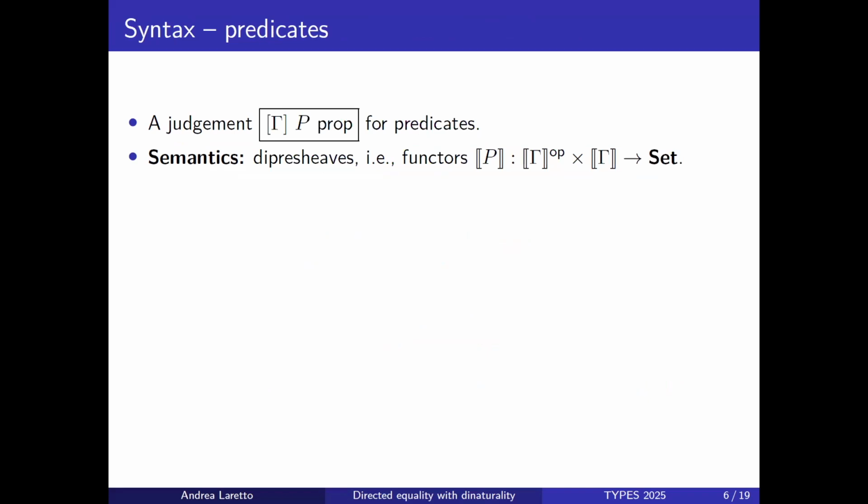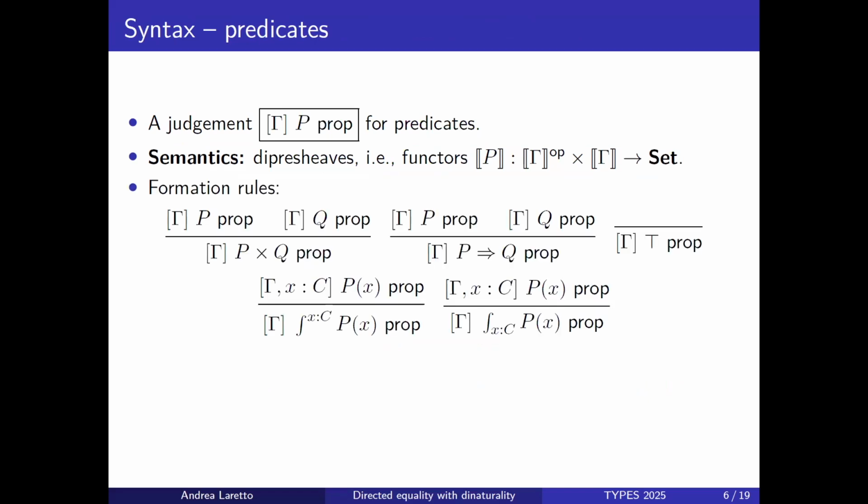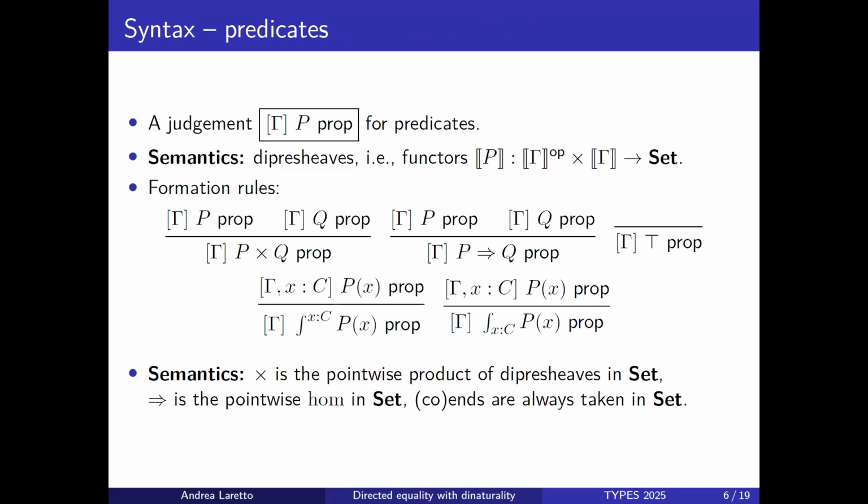Then you have a judgment for predicates. And the semantics for these are going to be exactly Dipre sheaves, so functors that take both a variable from gamma op and a variable from gamma. Then you have these formation rules, which are reasonable. You have conjunction, which is interpreted as the pointwise product of Dipre sheaves. You have implication here, which is the pointwise hom in Set. Then you have the terminal, which is the constant in the singleton. And then you have these two, which take the coend and the end of these endoprofunctors in Set, which you interpret as exists and for all.